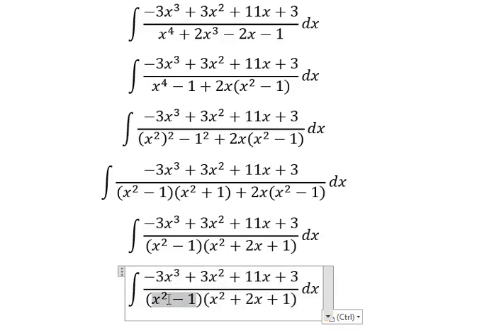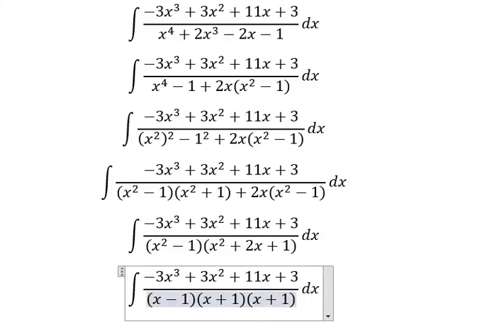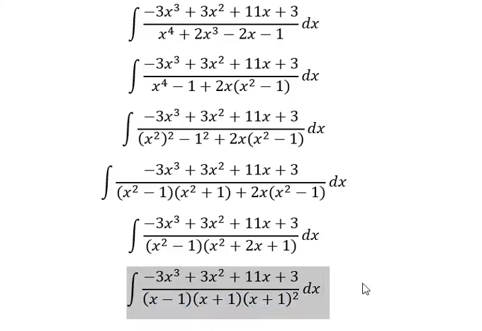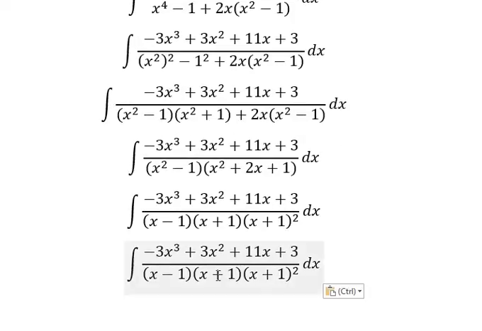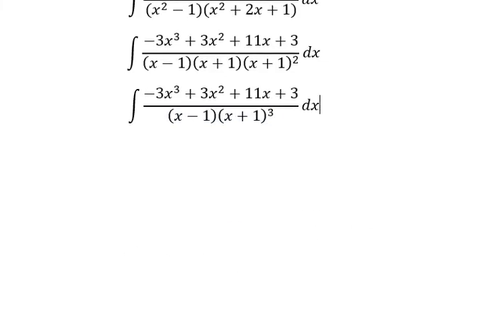s squared minus 1 we can put into s minus 1, s plus 1. And this one we can write as s plus 1 to the power of 2. And s plus 1 with s plus 1 squared, we have s plus 1 to the power of 3. Now, we can use partial fractions.